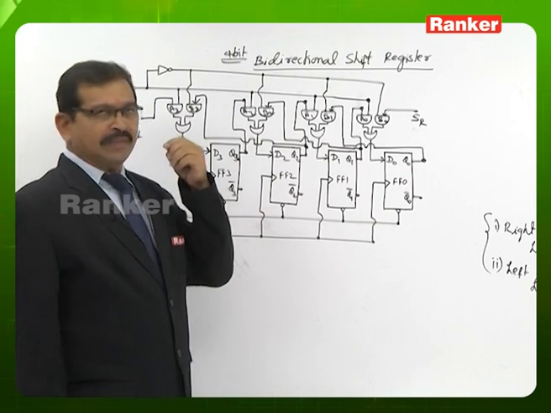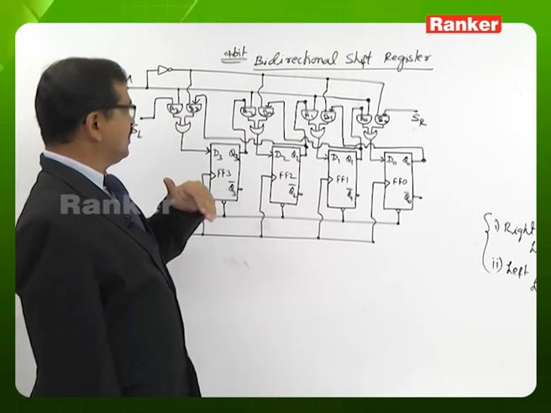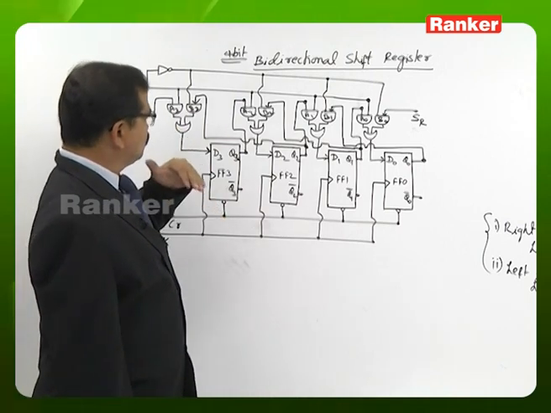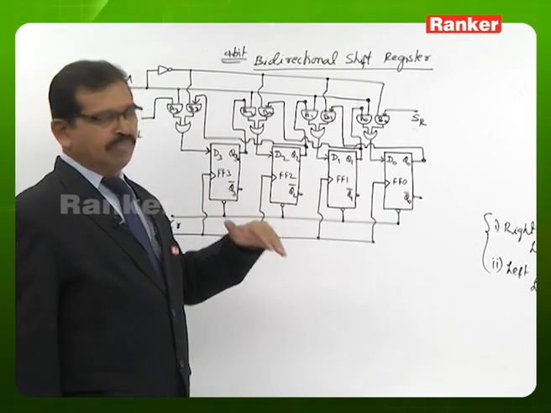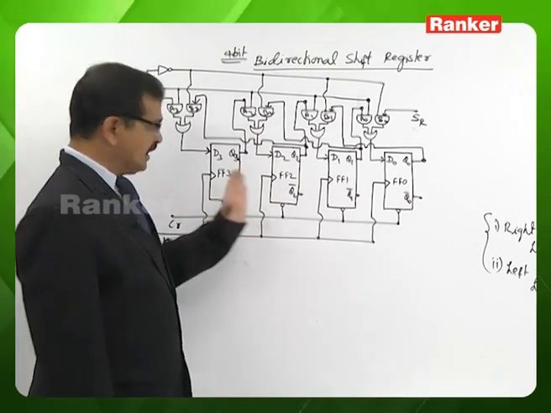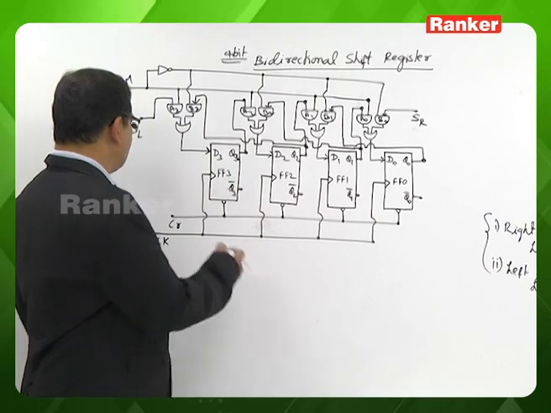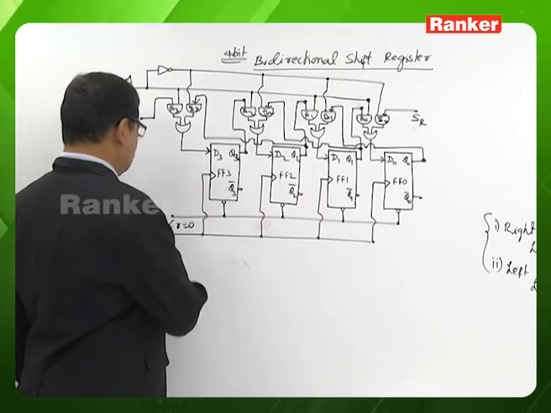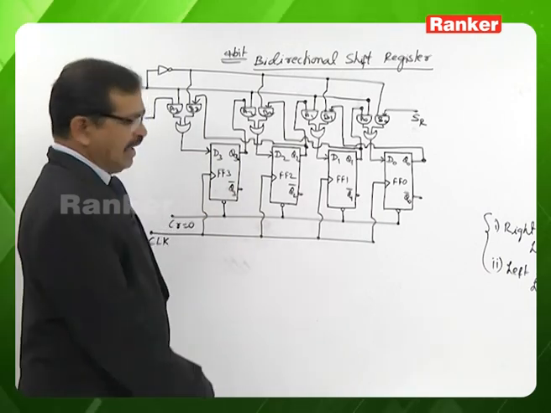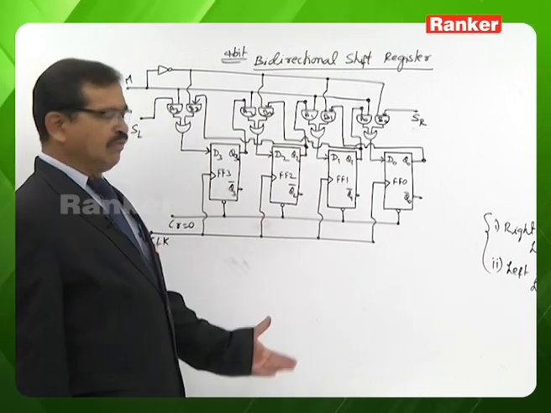So anyway, in this register, before looking at the right shift operation or the left shift operation, we need to clear all the flip-flops. The clearing operation is done by keeping clear at 0. And if the register also has preset, preset will be connected to 1.